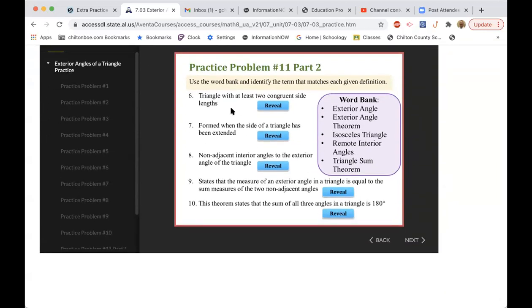Number 6. Now we have different words to look at over here. What about a triangle with at least 2 congruent side lengths? 2 congruent side lengths makes it an isosceles triangle. Number 7, formed when the side of a triangle has been extended, and that would be exterior angle.